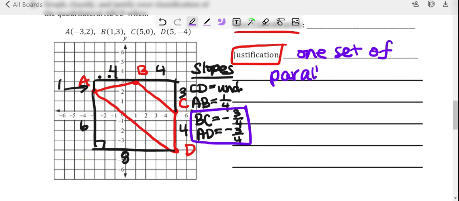And I want you to be specific with it. Again, being specific means that I'm going to say that BC is parallel to AD. Tell me which sides are parallel. Don't just tell me there's one set of parallel, tell me which ones they are. So with this one, we have one set of parallel sides. The other ones don't make a right angle. They are not the same slope. So I think this is going to be in the trapezoid family.